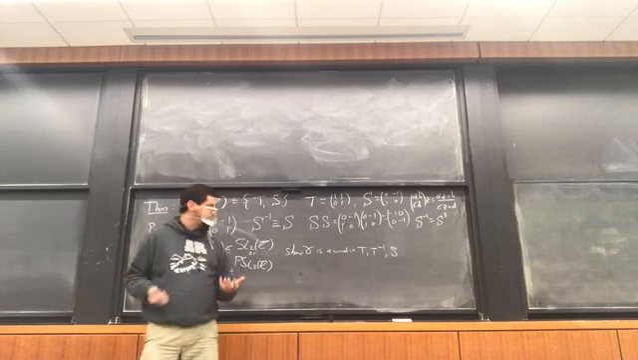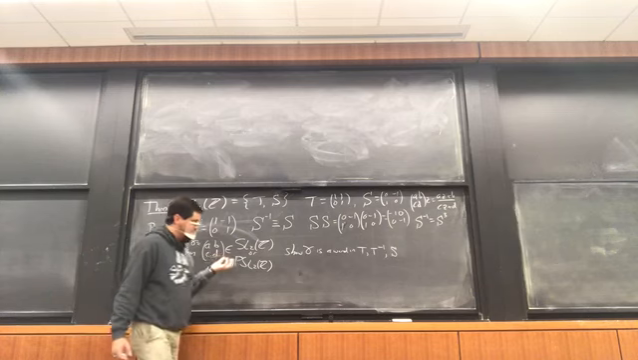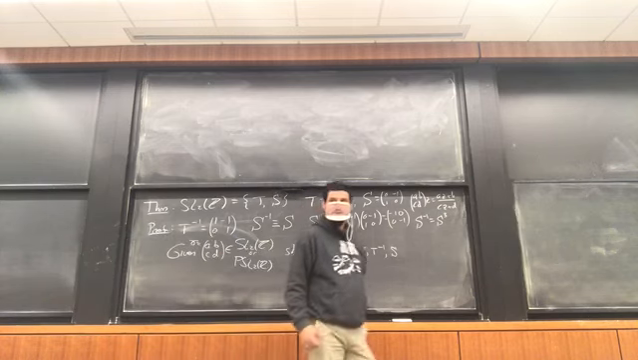So any thoughts about how we would show that an arbitrary A, B, C, D can be written as a word like this?